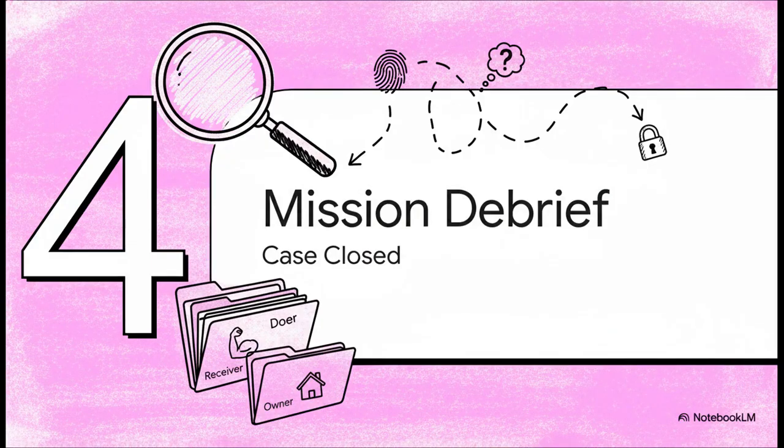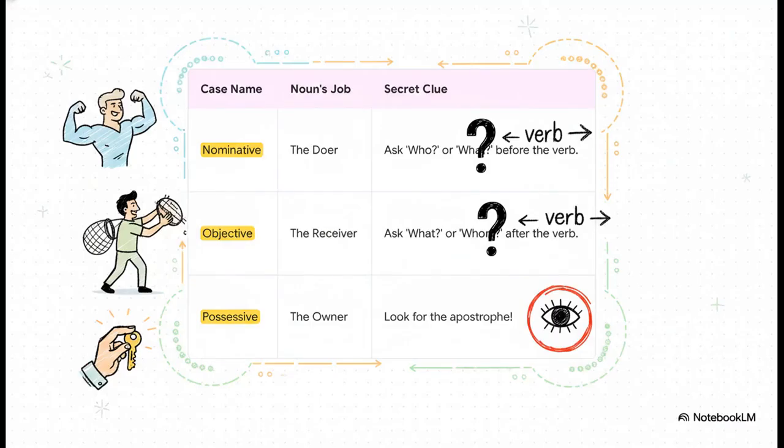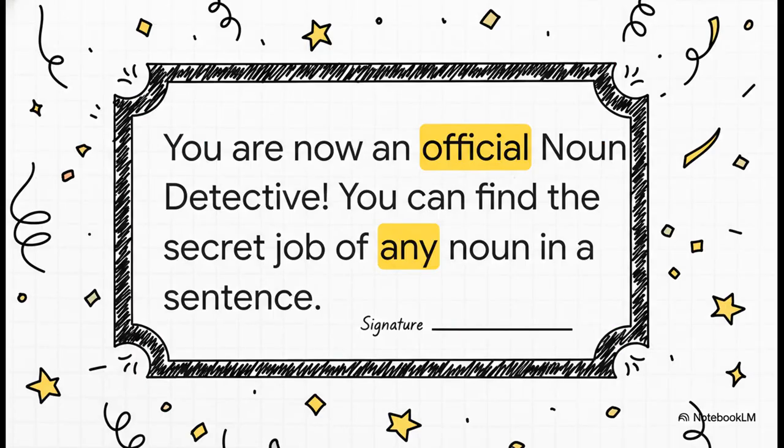You guys are doing amazing work. We've gathered all the evidence on the doer, the receiver, and the owner. So now it's time for the mission debrief. Let's wrap this case up. So let's review everything with this handy cheat sheet. The nominative noun is the doer, and we find it by asking who before the verb. The objective noun is the receiver, and we find it by asking what after the verb. And my personal favorite, the possessive noun, is the owner, which we can spot in a second with our super clue, the apostrophe. And just like that, you've done it.